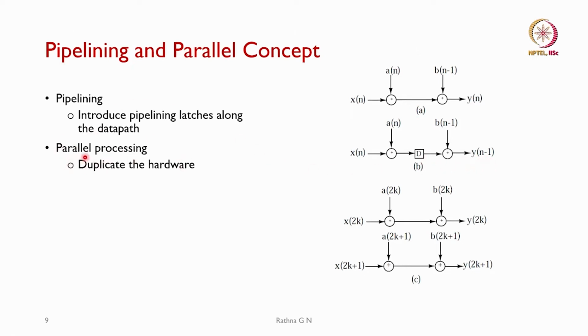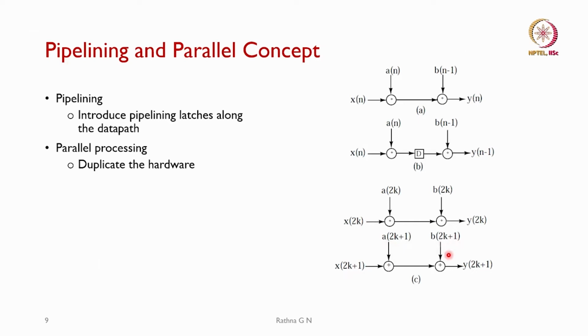When we talk about parallel processing, we duplicate the hardware. So, here we have duplicated 2 units. Then what happens to the input? For one stage it has to be x of 2k, and for the other one x of 2k plus 1. The coefficients become a of 2k and b of 2k, where k varies from 0 to n minus 1, in this case only 2. The other input to the second structure is a of 2k plus 1 and b of 2k plus 1.